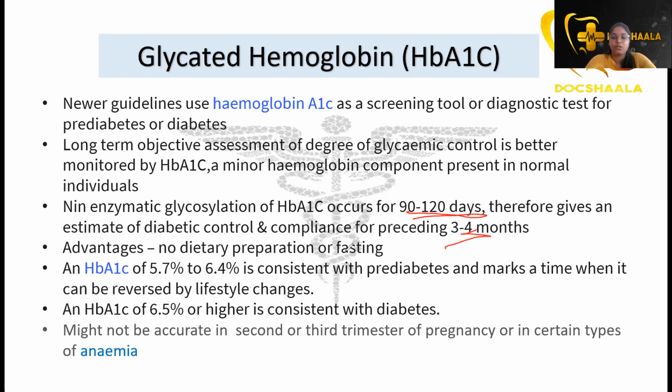And the advantage: no dietary preparation or fasting is required in this test. HbA1c of 5.7 to 6.4% is consistent with pre-diabetes and marks a time when it can be reversed by lifestyle changes. Then if it is 6.5% or higher, it is consistent with diabetes. It might not be accurate in the second or third trimester of pregnancy or in certain types of anemia. Okay.